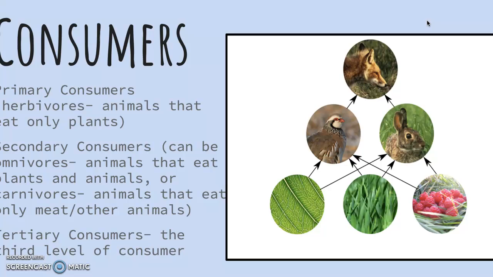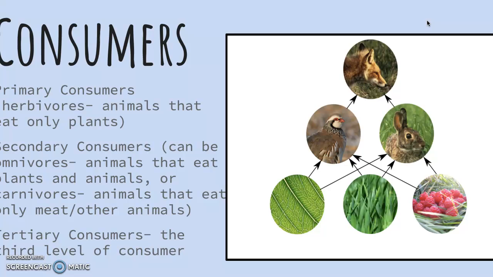They are herbivores. So herbivores are animals that eat only plants. They're the primary consumers that eat the plants. Secondary consumers, which in this photo is the fox, can be omnivores, so they can be animals that eat plants and animals, or they could be carnivores, animals that eat only meat or other animals. This photo doesn't show a tertiary consumer, but that would be the third level.